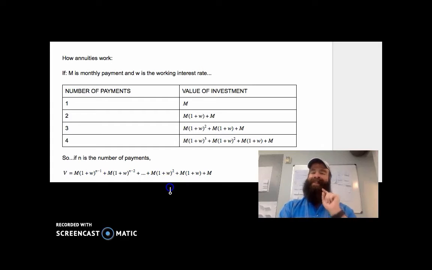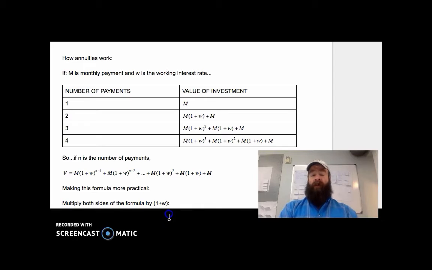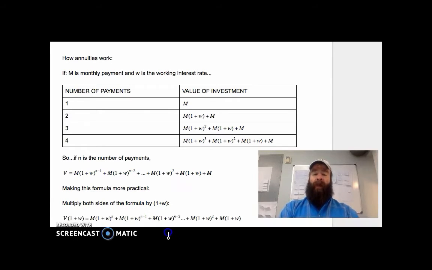So we're going to take this equation that we've got right here, and we're going to multiply both sides of that formula by 1 plus W. And when we do that, this side becomes V times 1 plus W, clearly. And then when you multiply each of these terms by 1 plus W, the 1 plus W term there gains a power. So if it started as an N minus 1 power, it turns into an N power. And an N minus 2 would turn into an N minus 1. And an N minus 3 would turn into an N minus 2, and so forth and so on. This M times 1 plus W to the first would go to the second, and this last one that doesn't have a 1 plus W would go to this. So that gives us another equation to work with.